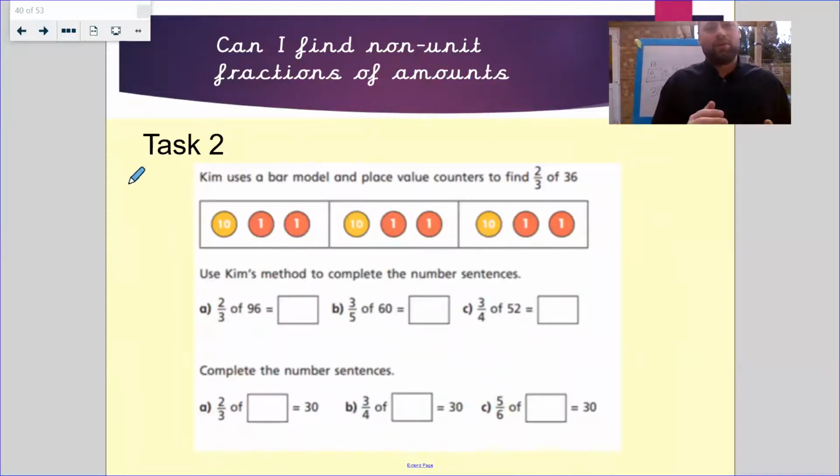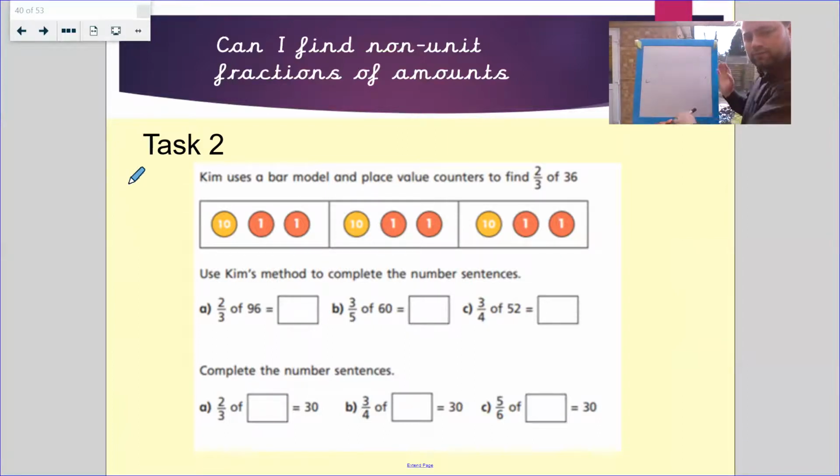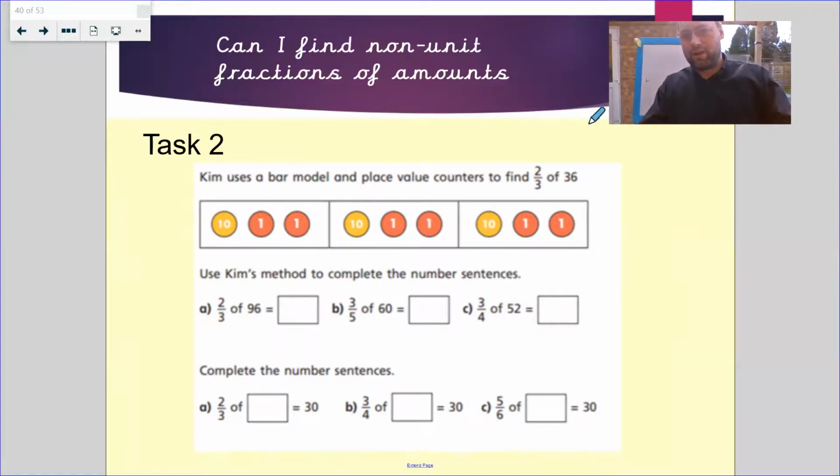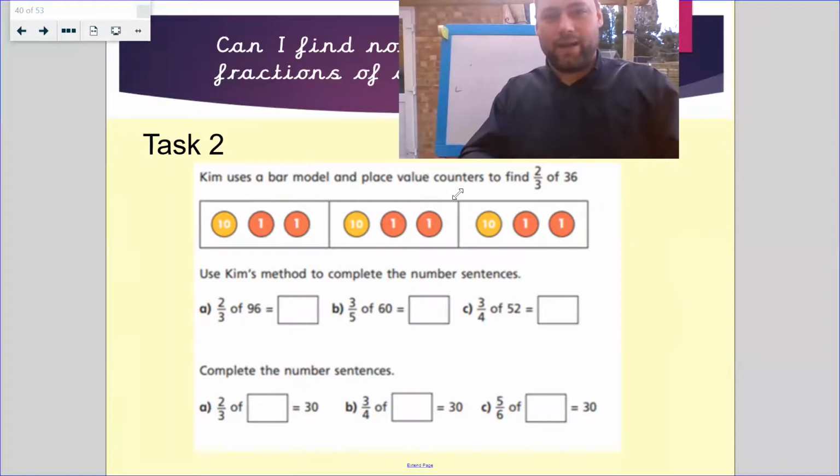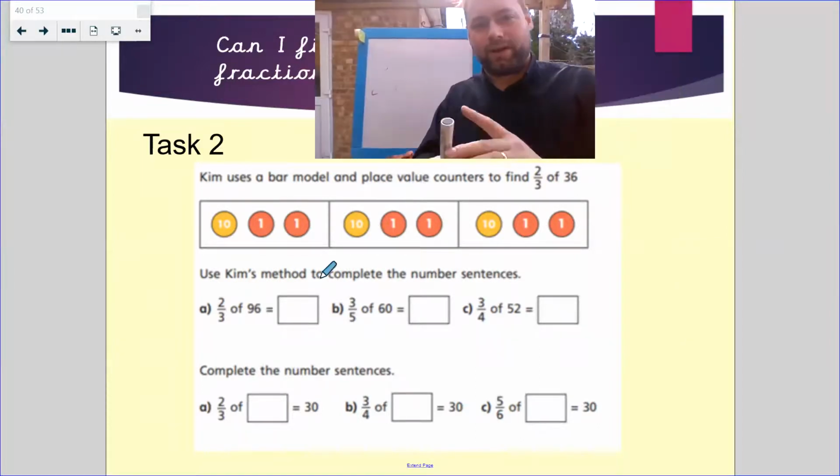Okay, task number 2. Kim uses a bar model and place value counters to find 2/3 of 36. So use that as a template to help you complete the number sentences below. So let's go through the answers very quickly. And you can do it on the board. I'll show you how it's done. And then we can quickly get through these answers as quickly as we can.